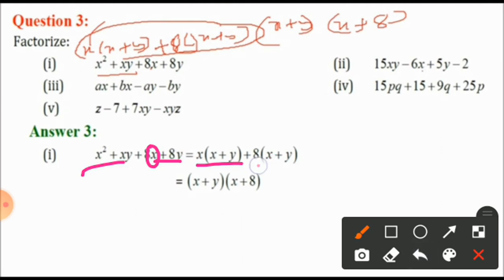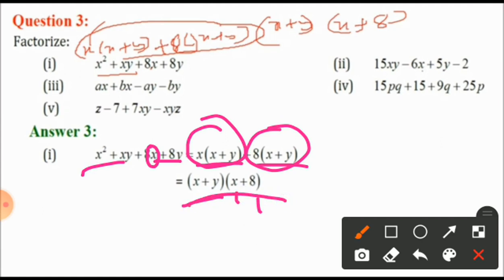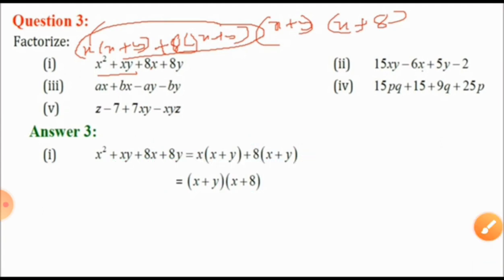Out of both these terms, who is the common? Common is x plus y. Out of x plus y, who is left for the first term? Only x will be left. Okay, what is the sign here now? Plus sign. And out of this term, if I take out x plus y, who is left there? Only 8 is there. So now I have the factorization of x square plus xy plus 8x plus 8y is x plus y into x plus 8. These are the two terms multiplied together. Is it better? Be careful. This is the multiplication.